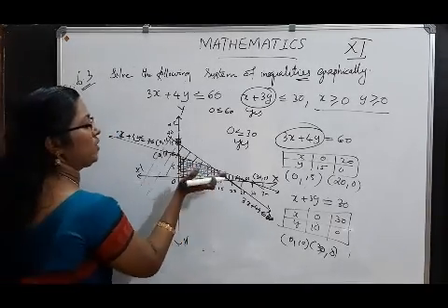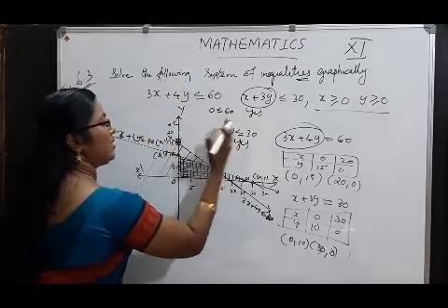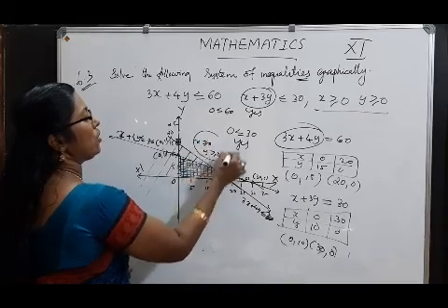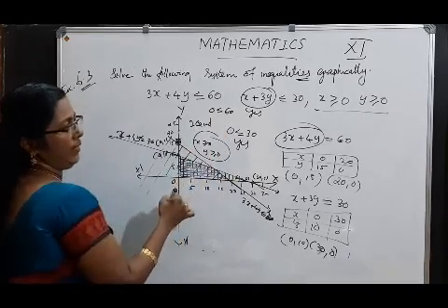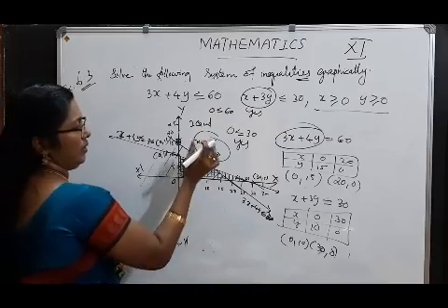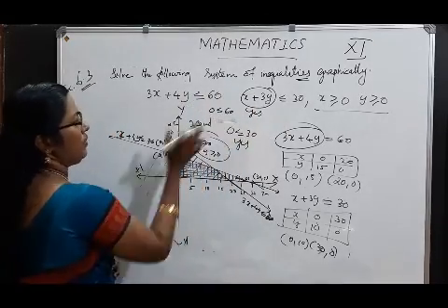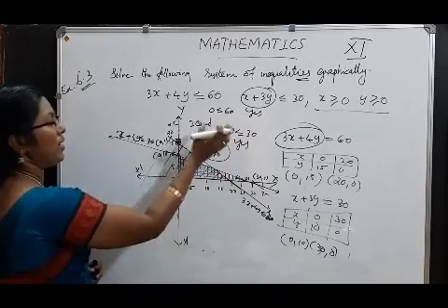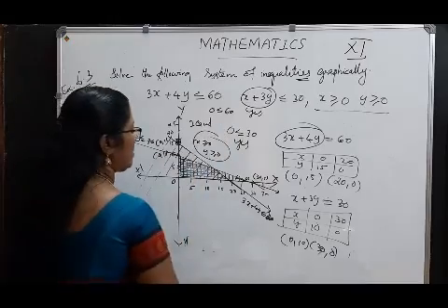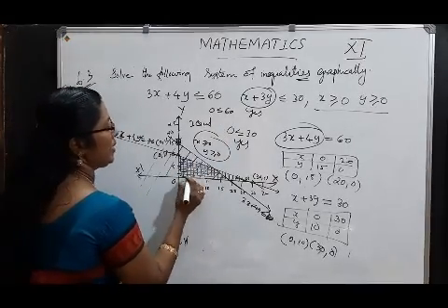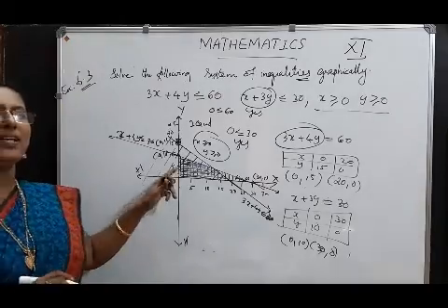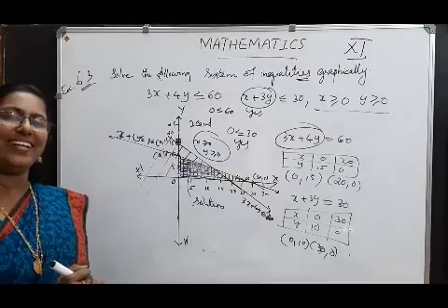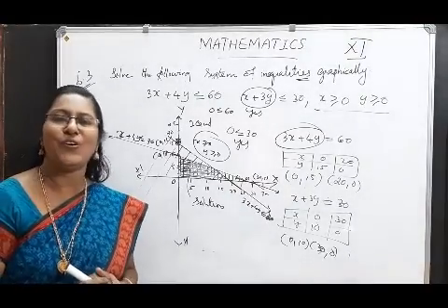Okay, x greater than or equal to 0 and y greater than or equal to 0 represent the first quadrant. When we substitute the values of x and y as 0, the statement is true. So here the region in the first quadrant is the solution. Okay, clear? I think it is clear to all.